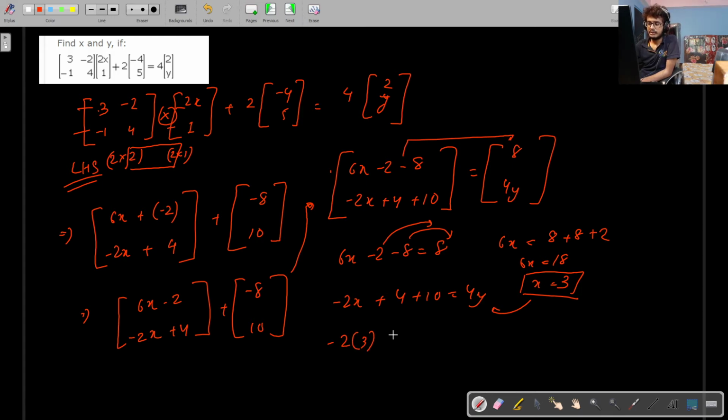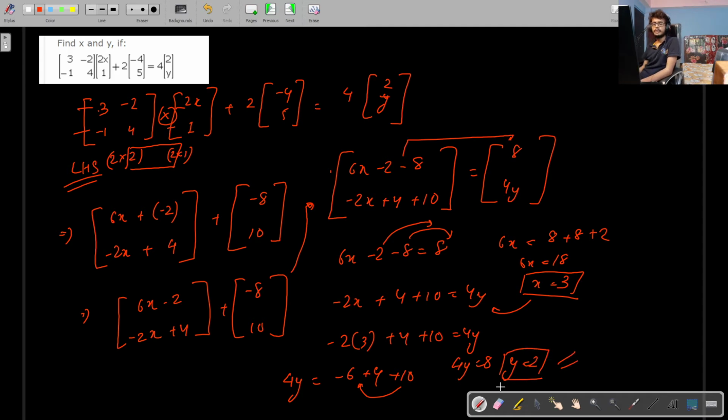Now put this value of x here. Minus 2 into 3 plus 4 plus 10 equal to 4y. So 4y equal to 3 into minus 2 is minus 6, plus 4 plus 10. So 10 minus 6 is 4, 4 plus 4 is 8. So 4y equal to 8, y equal to 2. So you got the value of x and y.